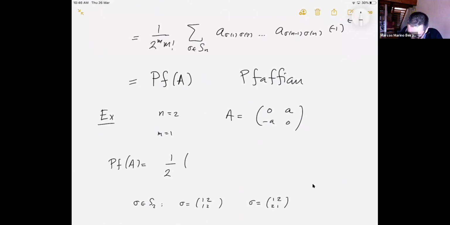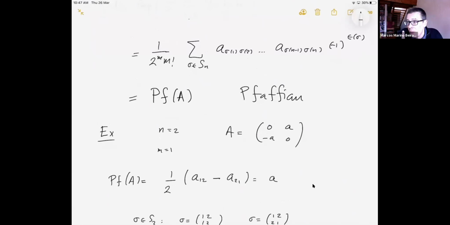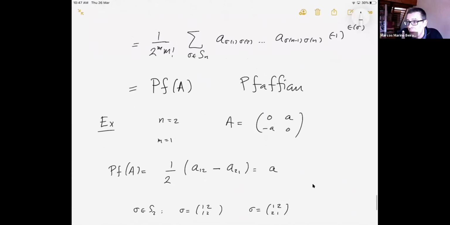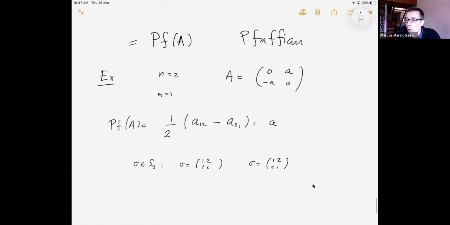Minus A21, and of course this is A. So the Pfaffian of the matrix is A. As I said, it's not the determinant, okay? Because the determinant of this matrix is A squared. So the Pfaffian is actually some sort of a square root of the determinant.